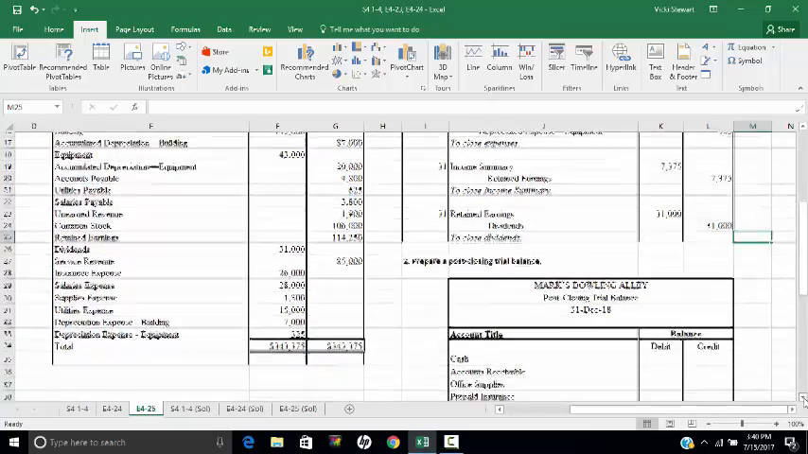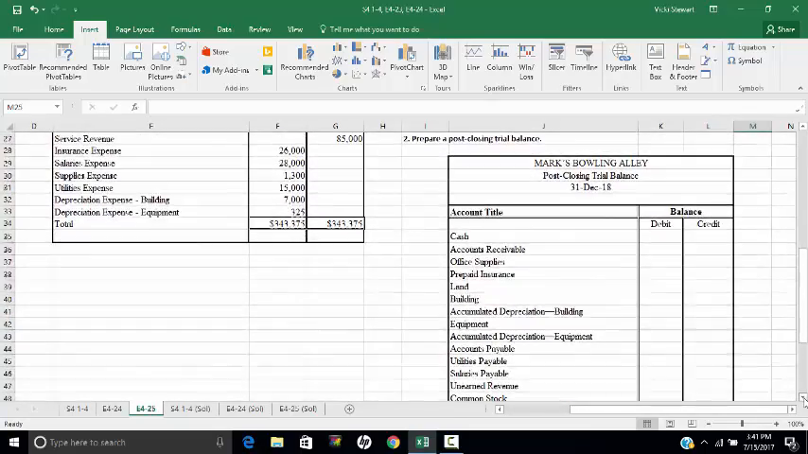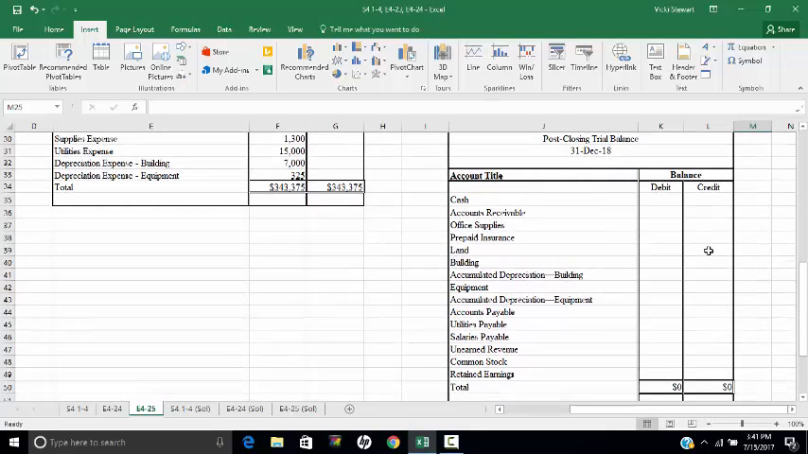The second part of this problem is to prepare a post-closing trial balance. The purpose of the post-closing trial balance is to check the debits and credits in the general ledger accounts that are still open, which are only going to be the balance sheet accounts, to make sure that as we made the closing entries that they were all posted and posted correctly and our debits and our credits equal.